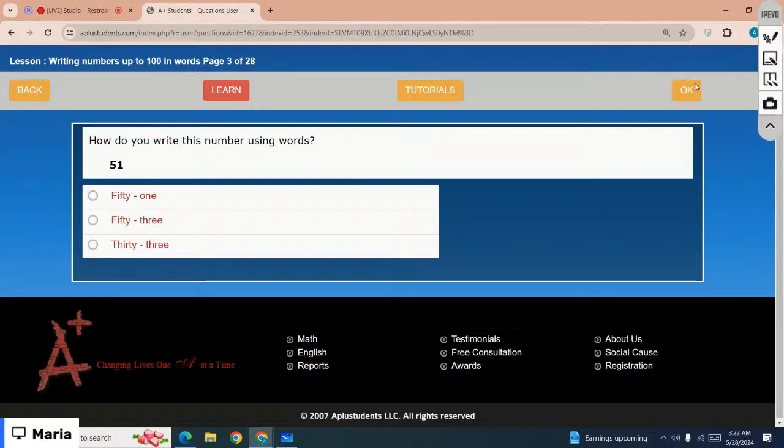How do you write this number using digits? 51? How do you write? The correct option is option number one is the correct option.